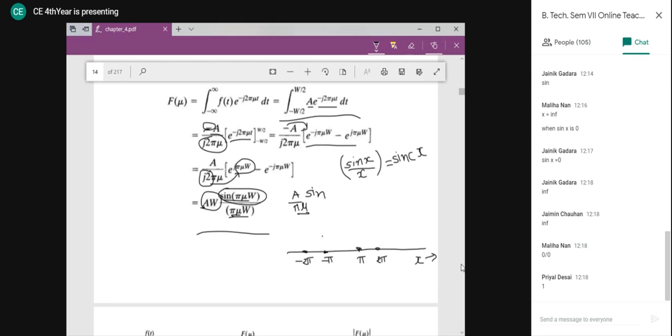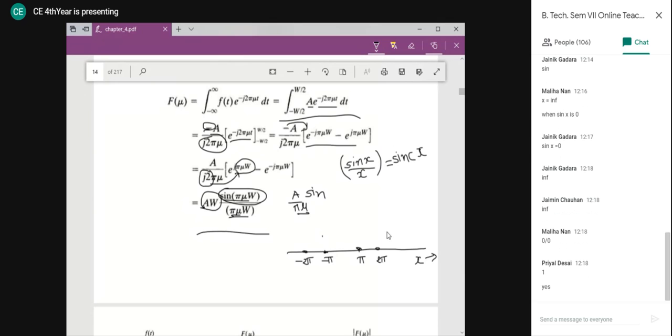Have you learned this, when x tends to 0? So what will be the limit of 0 by 0? Yes, it is going to be 1. L'Hopital's rule we have studied, right? So if it is 0 by 0 when x tends to 0, this term tends to 1. That we have already studied. So I know that at x value 0, my function is going to be 1.